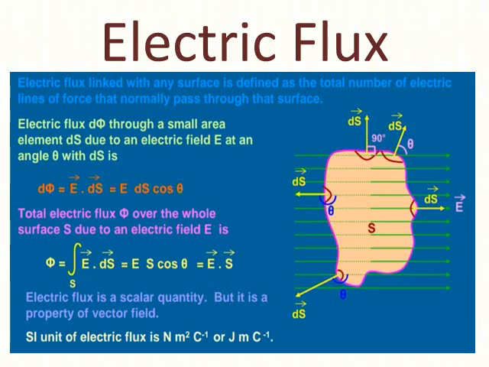And because it is a dot product, that means it is a scalar quantity, as we have learnt in class 11th vectors, and the SI unit of electric flux will be Newton meter square per coulomb, and another equivalent unit is volt meter.